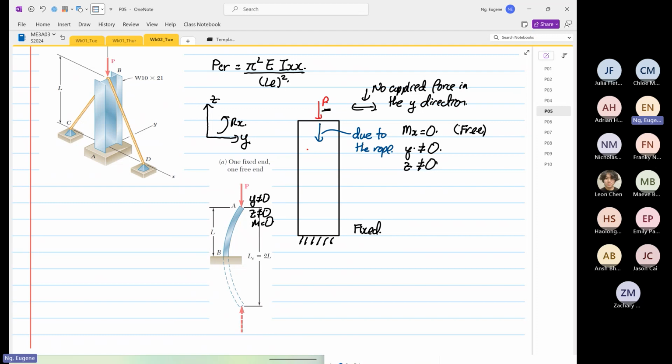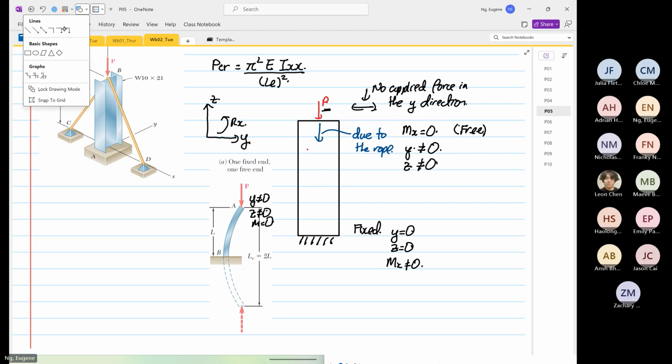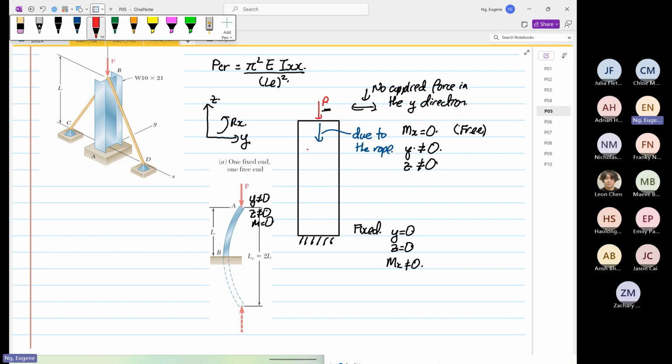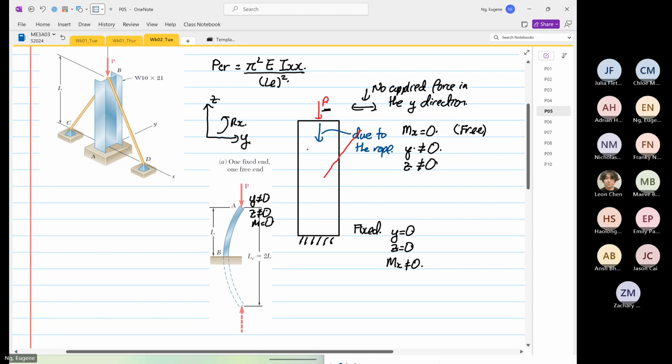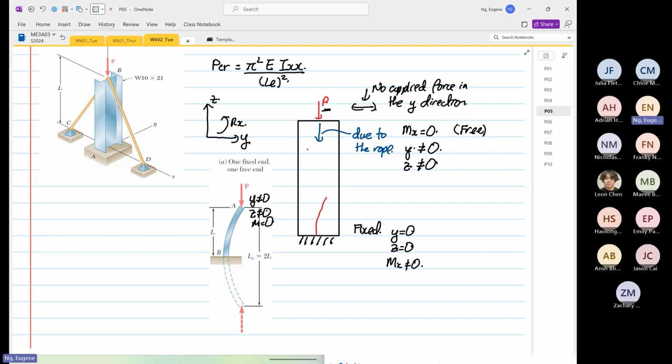Regardless of which orientation you look at the other end, we have y equal to 0, z is equal to 0, moment about x is not equal to 0. There's a resisting moment. So if I were to sketch this structure on how it will deform, it will deform like this. Because the end is free, the deformation will look like this. Over here it's going to be 0 because it's built in, and then it's going to do this. So this is our point P.